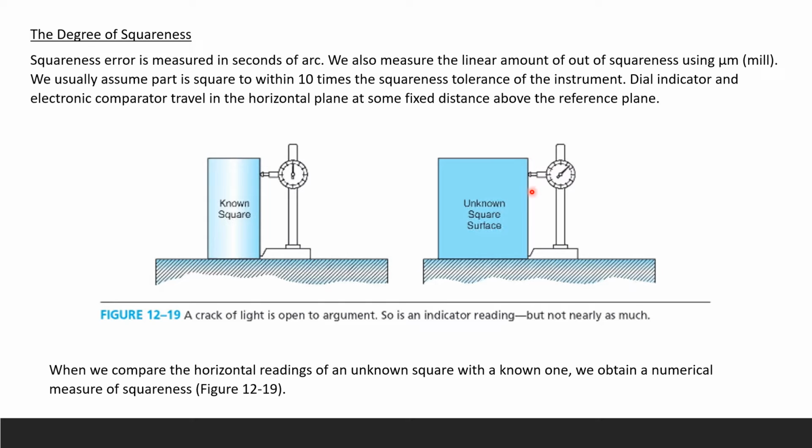So you can say that every time we use the dial indicator, I have one in my lab, and I'm going to show you that, it can definitely travel along the surface. And this is just our reference plane. Right now it's going along this axis because this little indicator head is going to travel on this surface. When we compare the horizontal readings of an unknown square, this one, with a known one, we obtain a numerical measure of squareness.